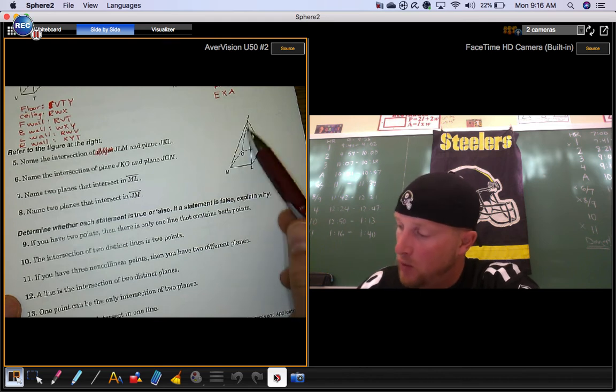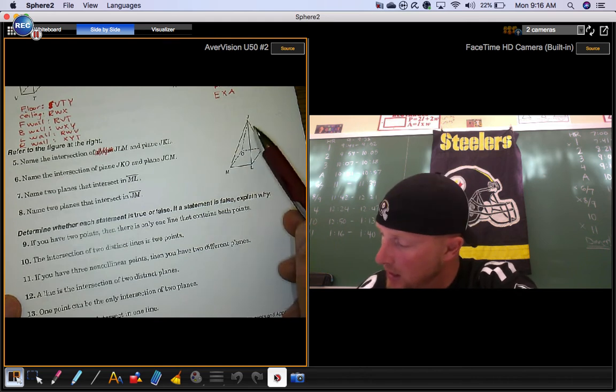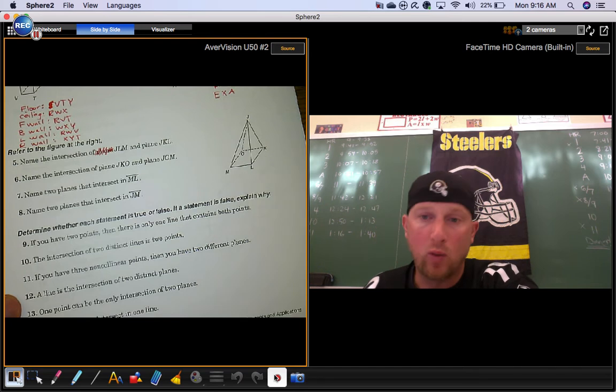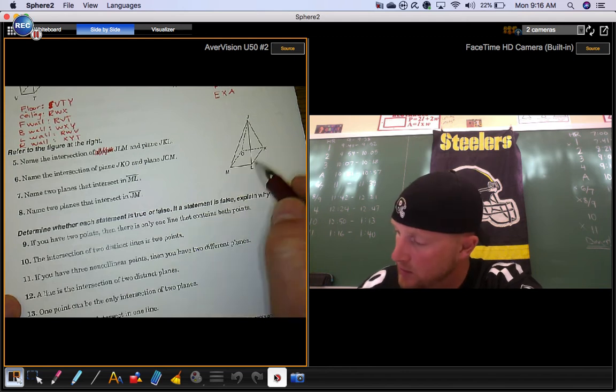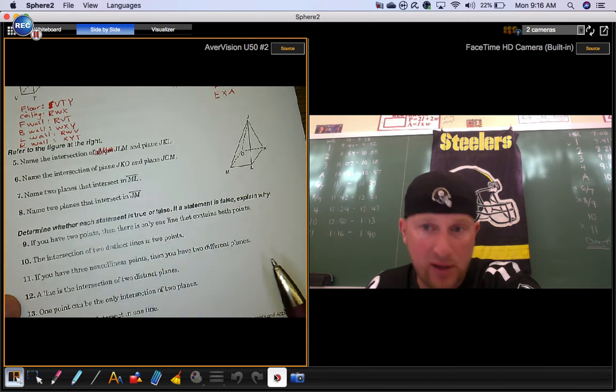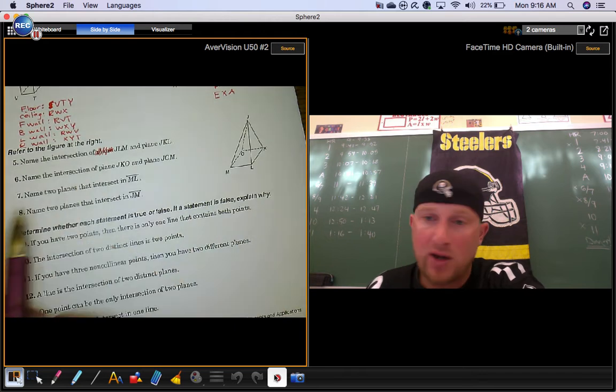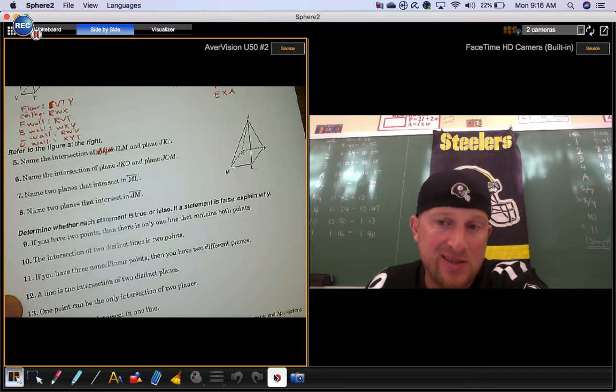JLM, that's the front wall. JKL, that's the right wall. They definitely touch. The front wall and the right wall definitely touch in the room that you're in. Where do they touch? Well, they touch with the letters that are in common. We have a postulate that says 2 planes intersect at a line. And you name a line with 2 letters.